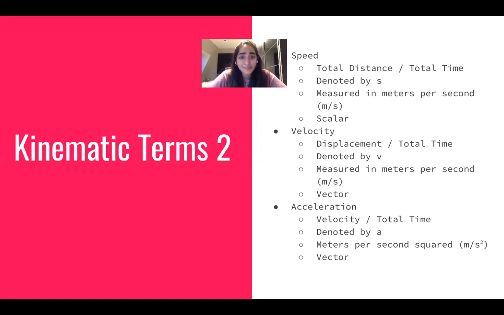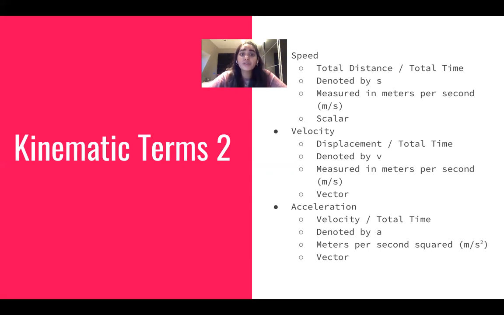Velocity is the displacement per unit time. Velocity is practically always denoted by a letter v, but in order to maintain a difference from speed, in case speed is also denoted by a letter v, velocity will have a small arrow on top, which is the symbol used to describe a vector. It's measured in meters per second as well, and of course it is a vector. The key difference between speed and velocity is that one uses displacement and one uses distance.